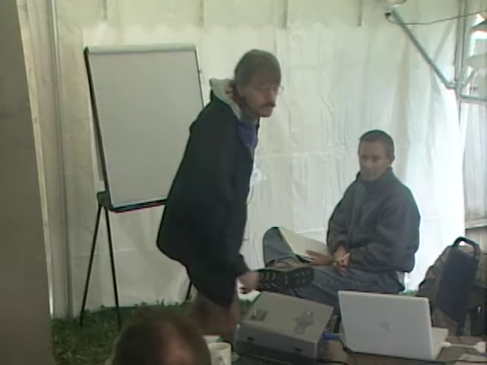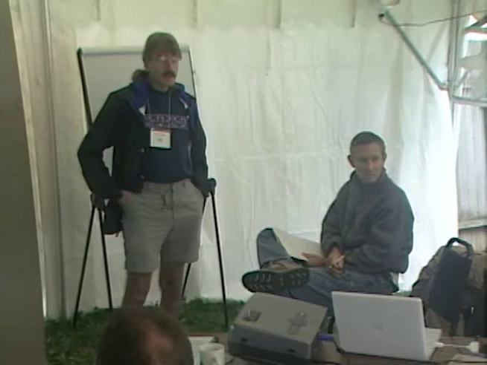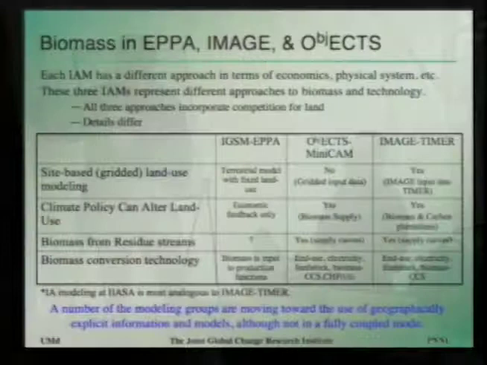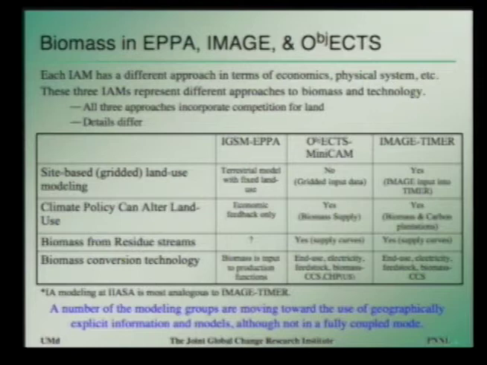So how extensive are those macroeconomic models? Let me try to get to that over the next couple of slides. This is actually a slide largely stolen from my talk earlier this week. It's comparing the way biomass is handled in these three models. EPPA is the MIT model, IMAGE is the Netherlands group, and then our model is the Objects MiniCAM, which I'll talk a bit more about in a minute.